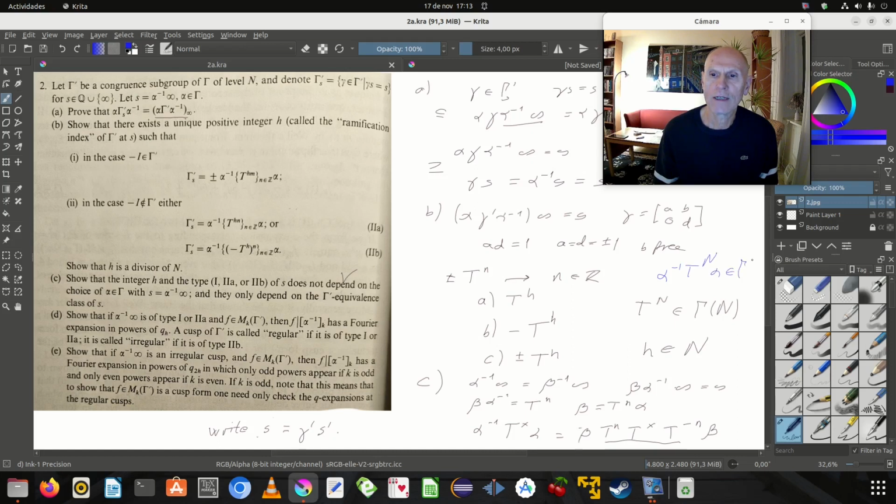This actually lies in gamma modulo n. We work with equivalence classes modulo n. So this is the unit matrix, and then modulo n, this becomes the unit matrix, which is the definition of gamma of n, meaning that this guy gives a non-trivial element here.